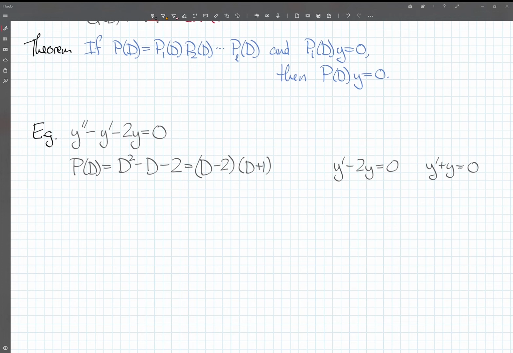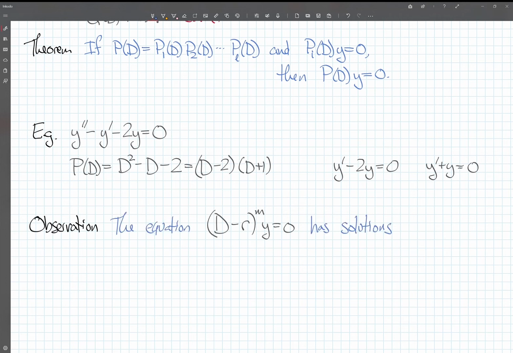Remember, when you're factoring a polynomial, by the fundamental theorem of algebra, you can in fact always factor that polynomial into linear and quadratic factors. So let's talk about how to solve the linear and quadratic factors, and then we'll be done. So this is really just an observation, or if you like, an educated guess. Let's consider this equation, (D minus r) to the m of y equals 0. Right, so we've had two of those where m was 1, but you know, when you factor, you can have repeated roots. So let's do the repeated root case.